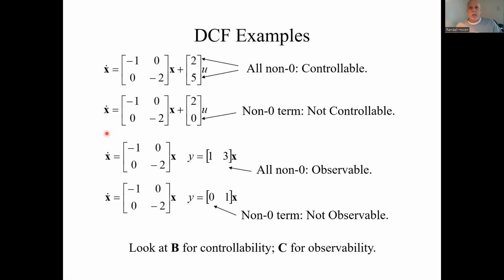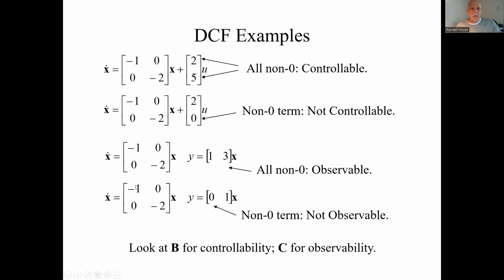Here are some of the other examples that are in diagonal canonical form. This one is all diagonal. Every element in this B matrix is non-zero, so it is controllable. This one's in diagonal form, A is in diagonal form. We've got a 0 in B. It is not controllable.